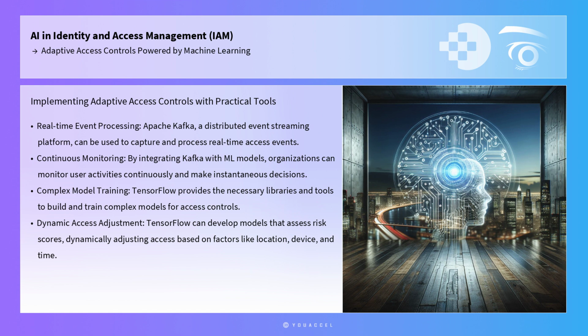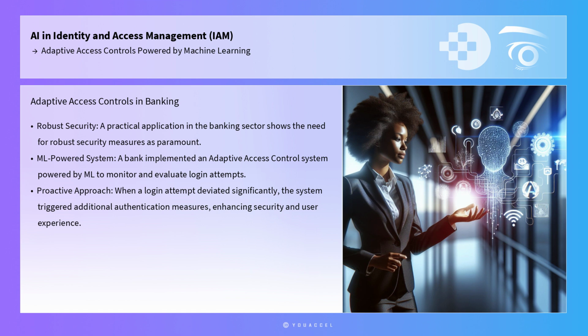For instance, TensorFlow can be employed to develop models that assess risk scores in real time, dynamically adjusting access privileges based on contextual factors such as location, device, and time of access. A practical application of adaptive access controls can be seen in the banking sector, where the need for robust security measures is paramount. A case study involving a leading bank demonstrates the efficacy of this approach.